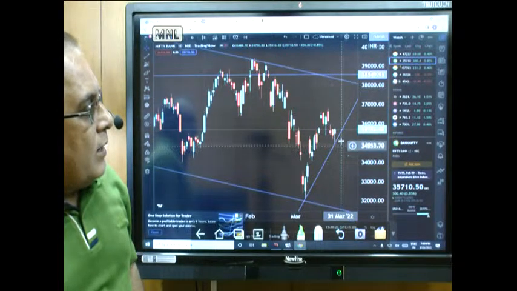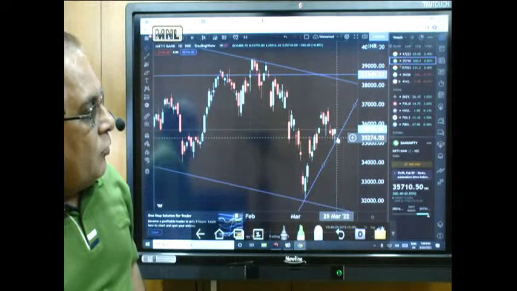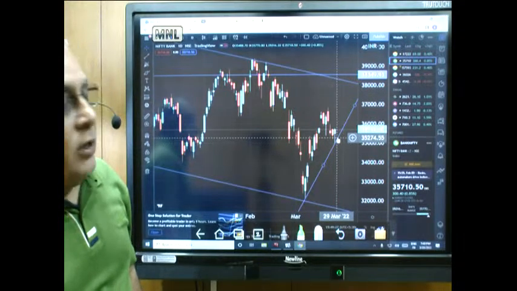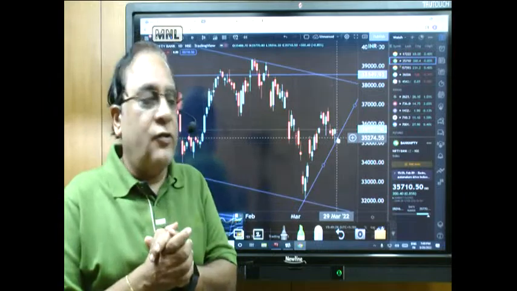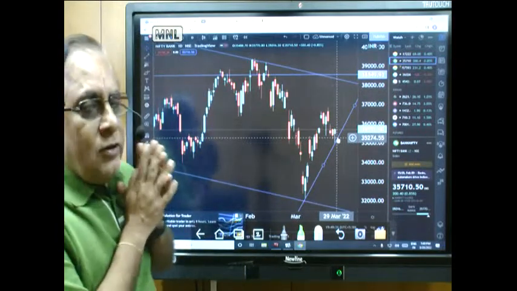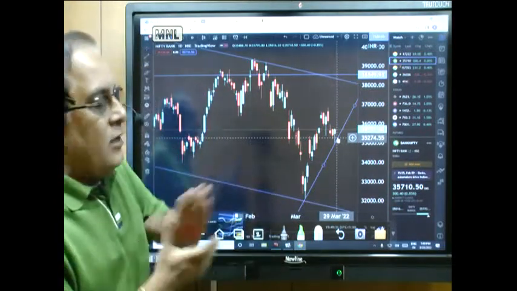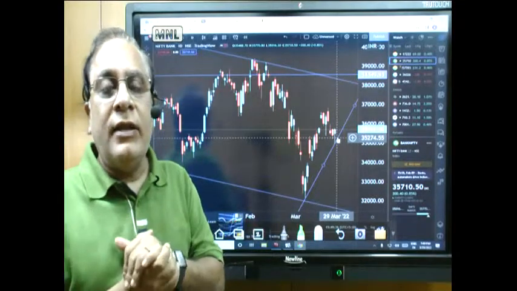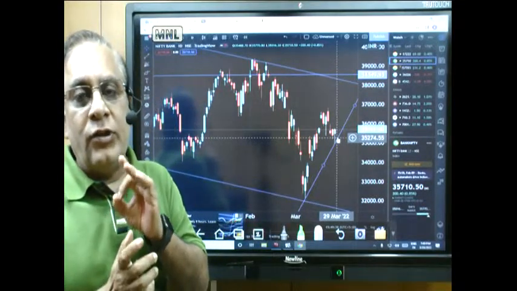Clearly, so we are able to mark our support and resistance here. So here 35,274 is going to be a support as far as Bank Nifty is concerned. So with this trend line, which is also a 45-degree angle in this case, we have been able to identify the important support resistance points.